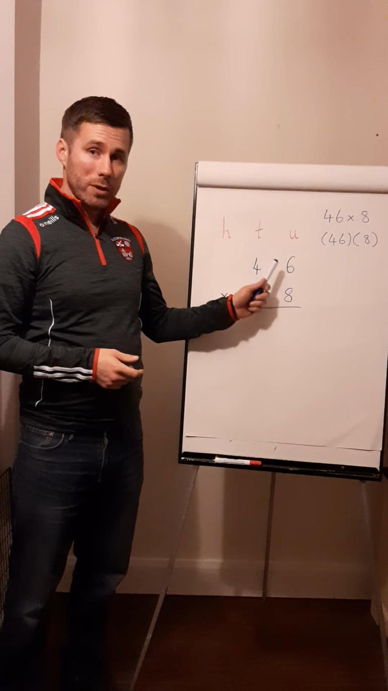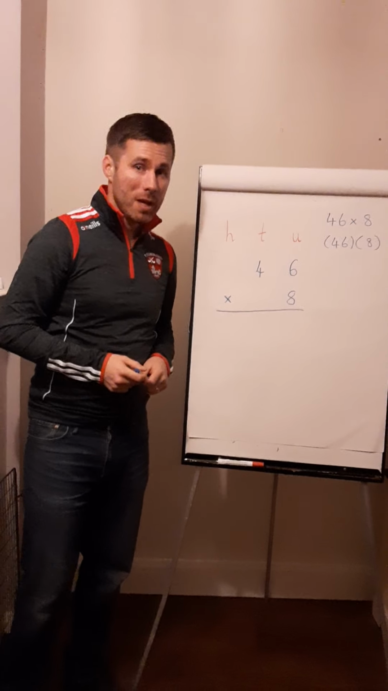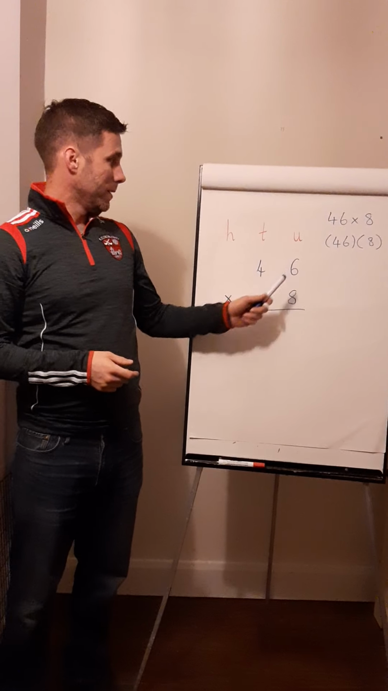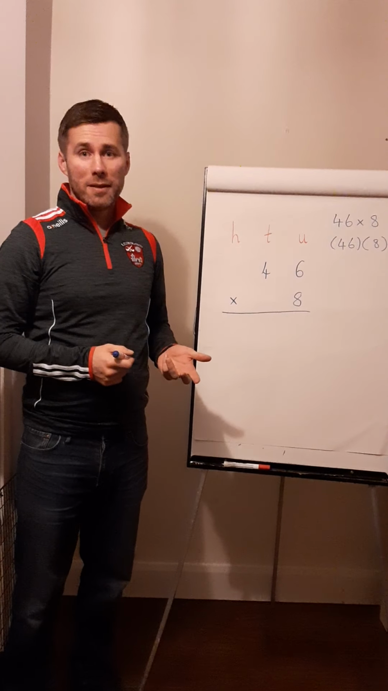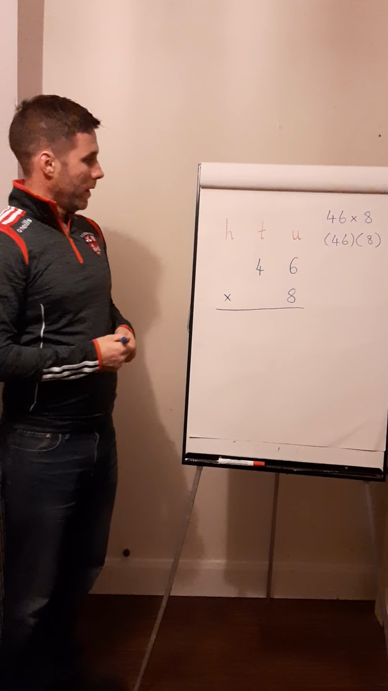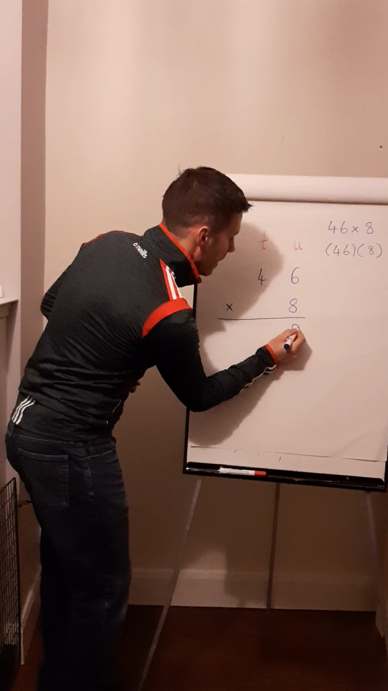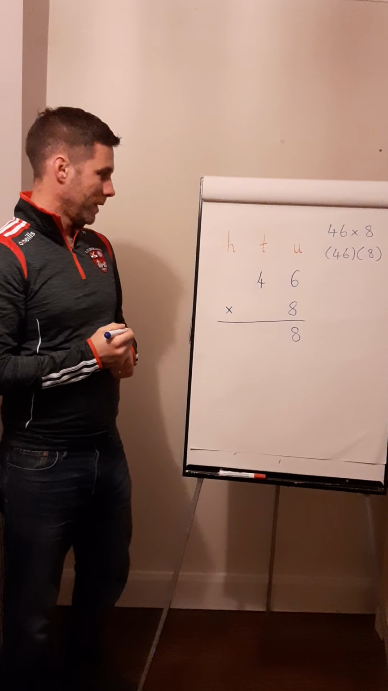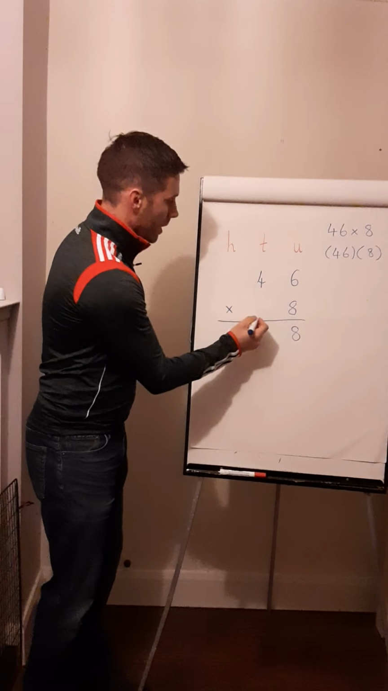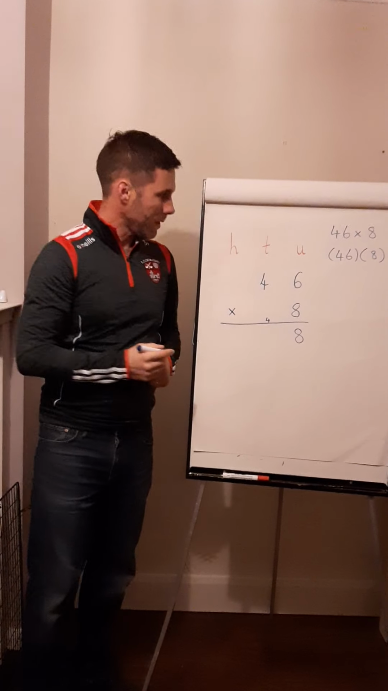And we always start with the units. So we're going to multiply our units by 8. So 8 multiplied by 6 is 48. That's the same as 4 tens and 8 units. So we put our 8 units down here in the units answer column. And we carry our 4 tens to the next stage of the sum. So we'll put it here on top of the line in the tens column.